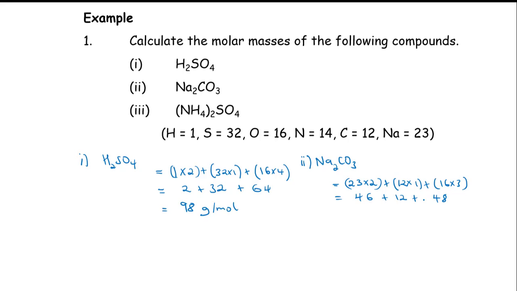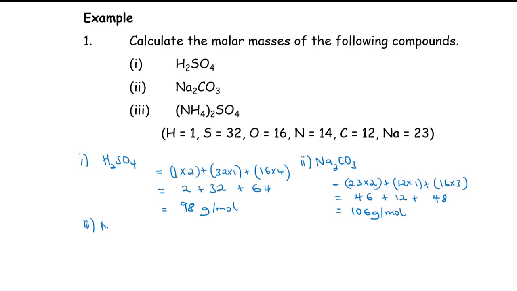So we shall have 46 plus 12 plus 16 times 3, which is 48. So if you add 46 plus 48 plus 12, we shall get 106. So 1 mole of sodium carbonate will weigh 106 grams. So the molar mass of sodium carbonate will be 106 grams per mole. Then feel free to try out Roman 3. Before I do so, you can pause the video and give it a try.